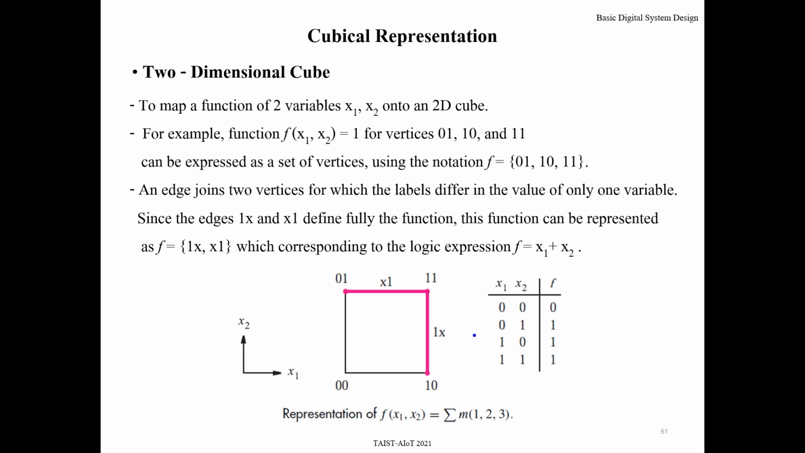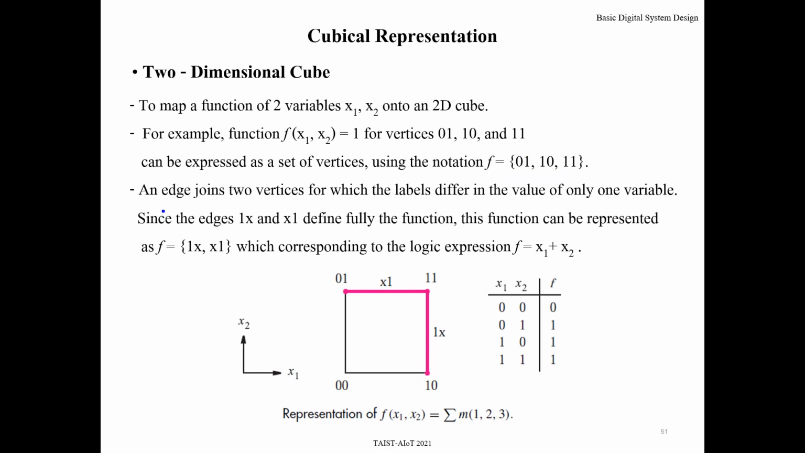So we can represent this function by selecting this vertex and this vertex and this vertex. Okay, so we can write it as the set of vertices 0, 1, 1, 0, and 1, 1, where 0, 1 is the coordinate, the value of x1 and x2.